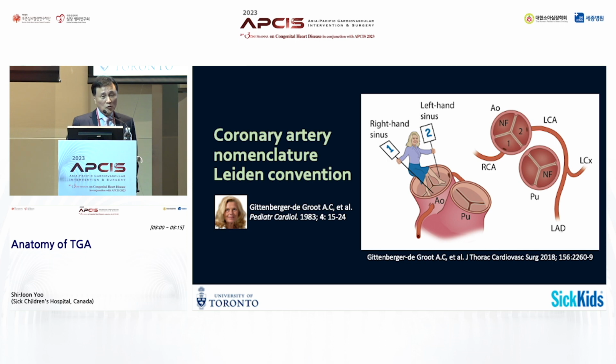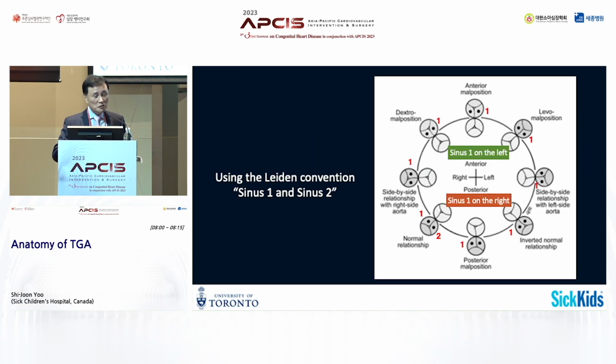And then I want to go over the coronary artery nomenclature, the so-called Leiden Convention. This was introduced in 1983. From the non-coronary sinus, looking at the pulmonary valve, the sinus on your left-hand side is sinus 2 and on the right-hand side is sinus 1. I always find that this is confusing in echocardiography and communication, and a lot of people are confused. I'm introducing a very simple way of doing that.